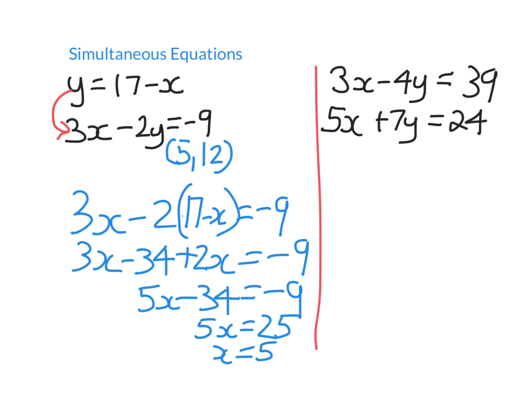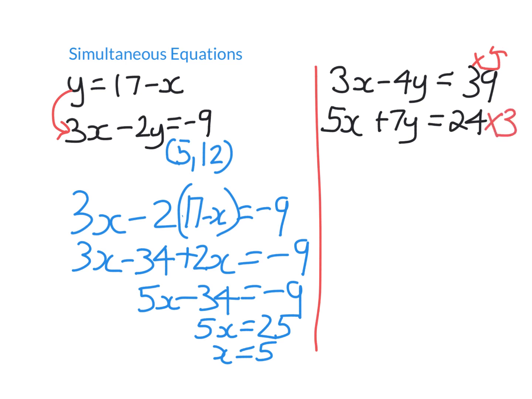Let's now look at the second one. I'm going to use elimination here. You have to eliminate either the x's or the y's. You eliminate the one that has the same coefficient in front of it in both equations. If neither x nor y has the same number in front of it in both equations, you need to multiply one or both equations. I'm going to multiply the top equation by 5 and the bottom by 3.